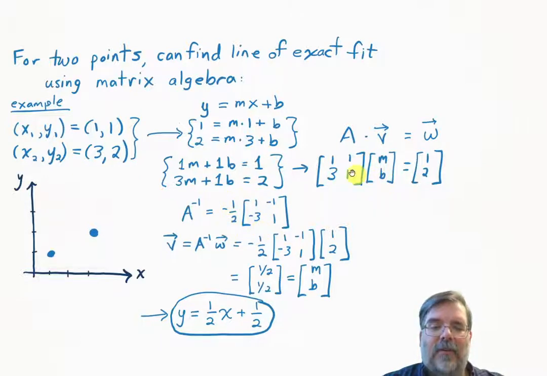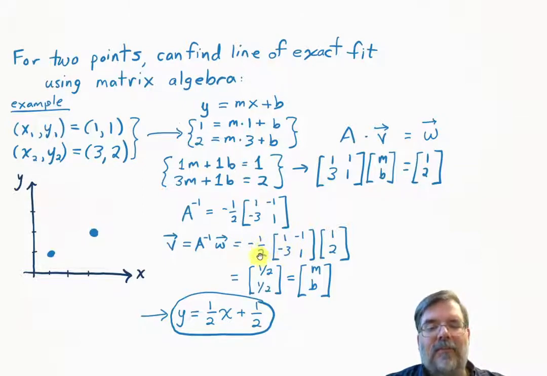1 divided by the determinant, that's 1 minus 3. Swap these numbers and put negative signs on these numbers. Here's your inverse matrix. Then to solve for V, V is equal to A inverse times W. It's like multiplying both sides of this equation by A inverse to cancel this out. And V is equal to A inverse times W.